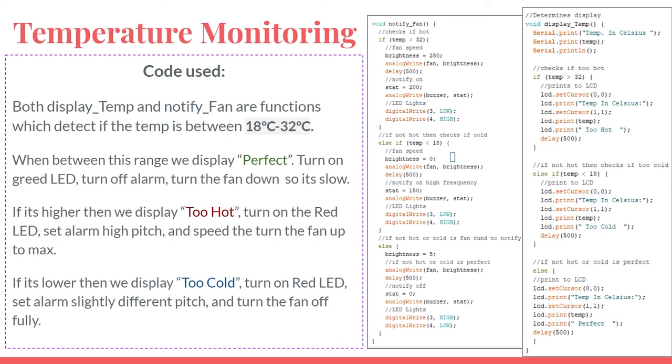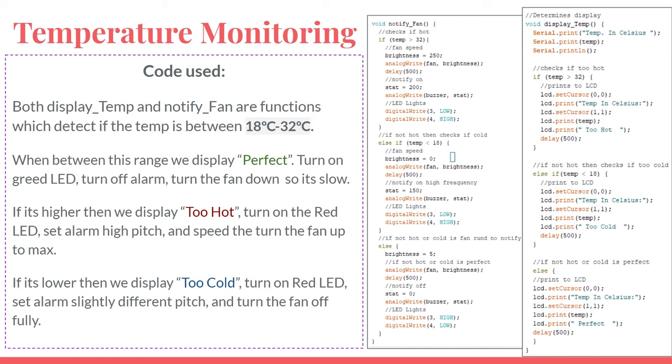Right, here's some of my code. We have a display temp and a notify fan function. These are your most important functions. We do have an extra function that isn't screenshotted here, which is a temperature measurement. Both our display and our notify fan functions are detecting whether it's between 18 degrees or 32 degrees. So within our display function, we are doing all of the displays of perfect, too hot, and too cold based off the temperature if statements.